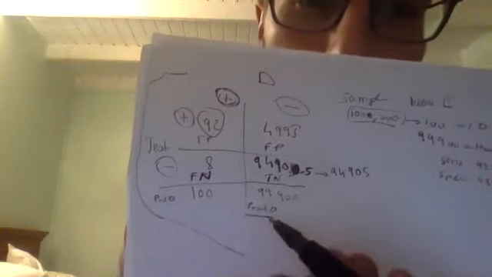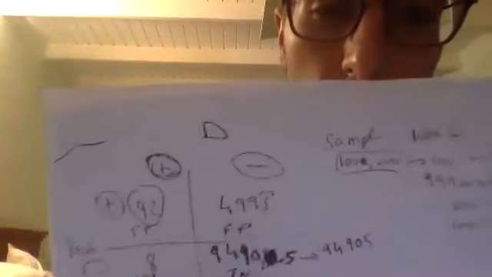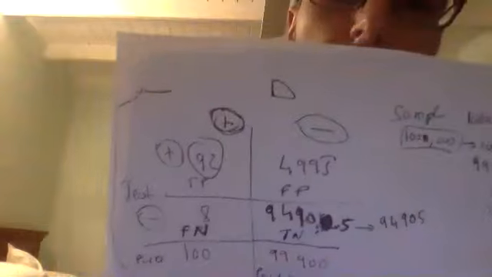Now to get the true negative number, I got the people without the disease, which is 99,900, and multiplied it by the specificity, which was 95%. And I got the number of 94,905. And finally, to get the false positive number, I just subtracted that number from the people without the disease and got 4,995. That's it.